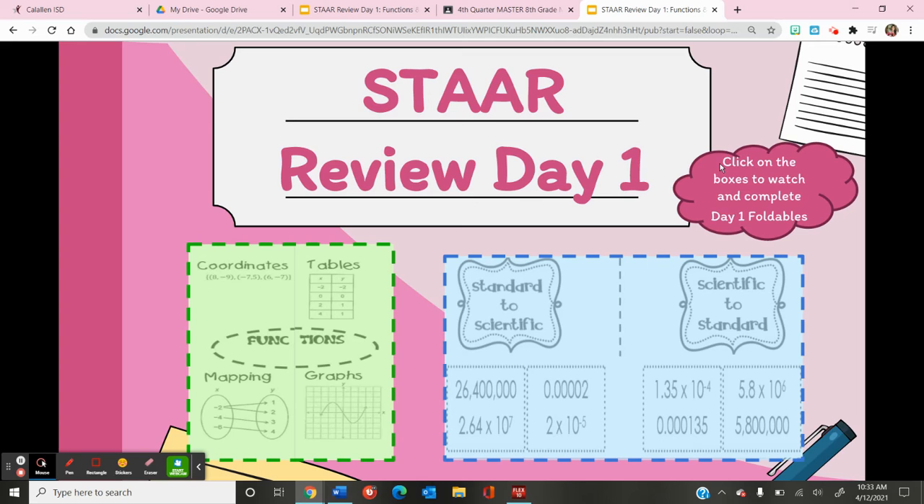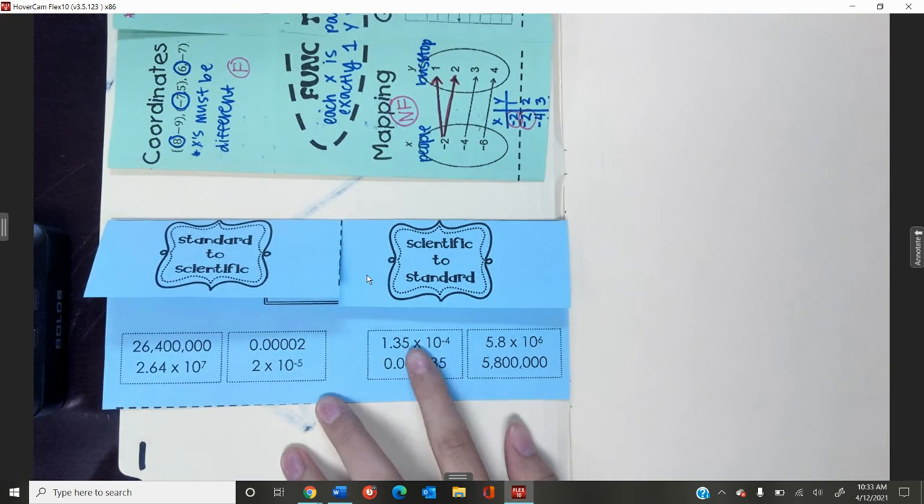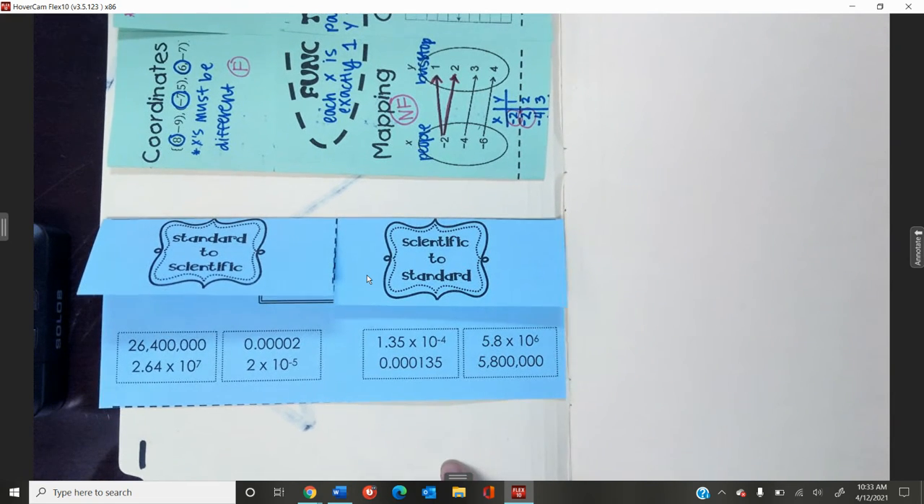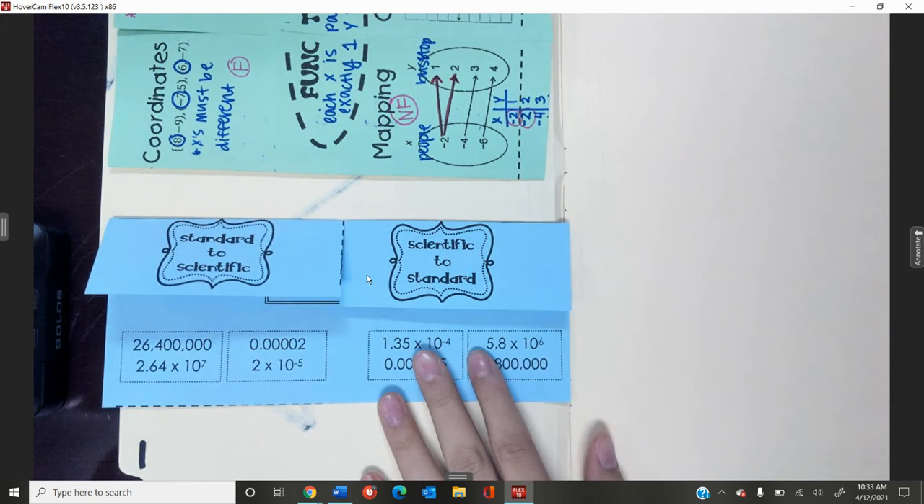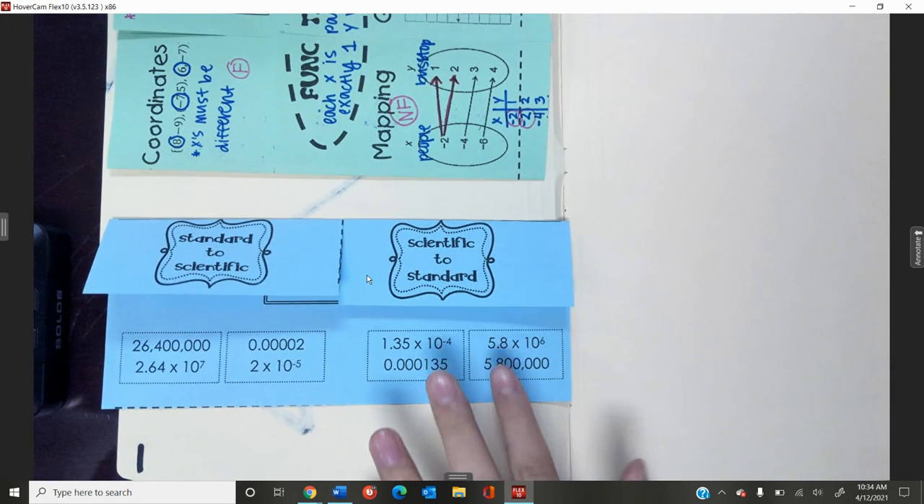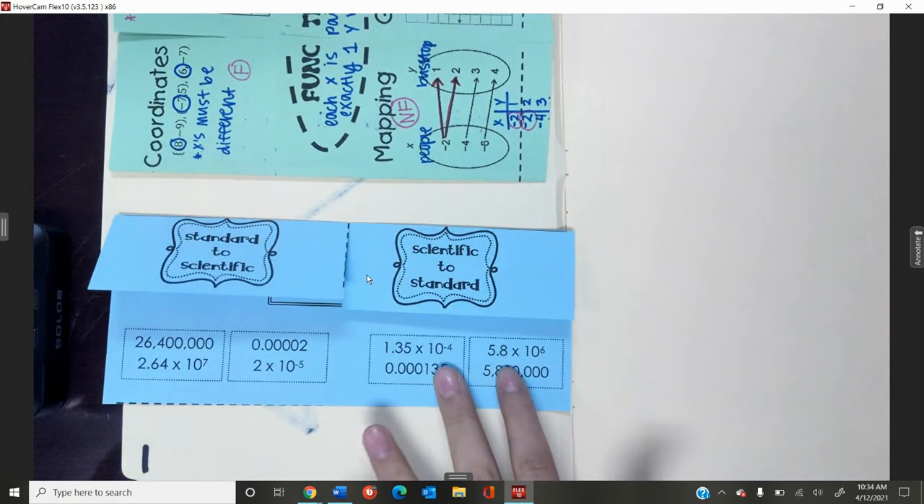Today is day one of your STAAR review. We've already talked about functions, and we're going to continue talking about scientific notation today. So we're going to be looking at this foldable here, and it is going to be glued at the bottom of page 1. You should have already set this up, so for most of you, it's already glued in. For those of you that haven't, if you skipped the video, it's right here.